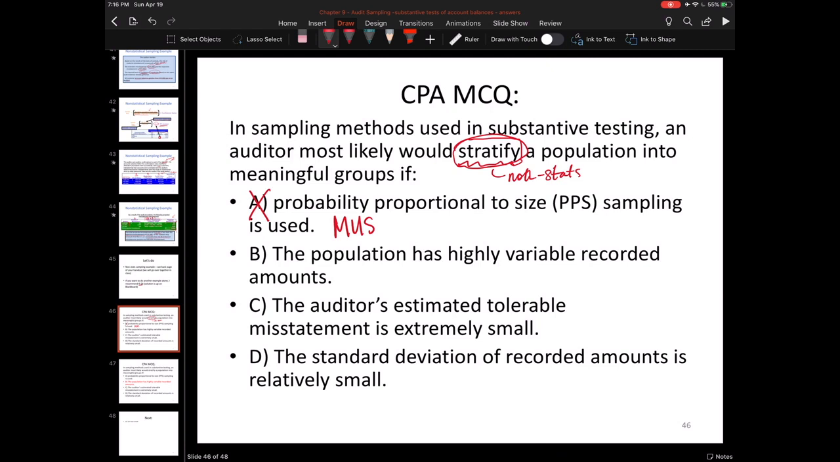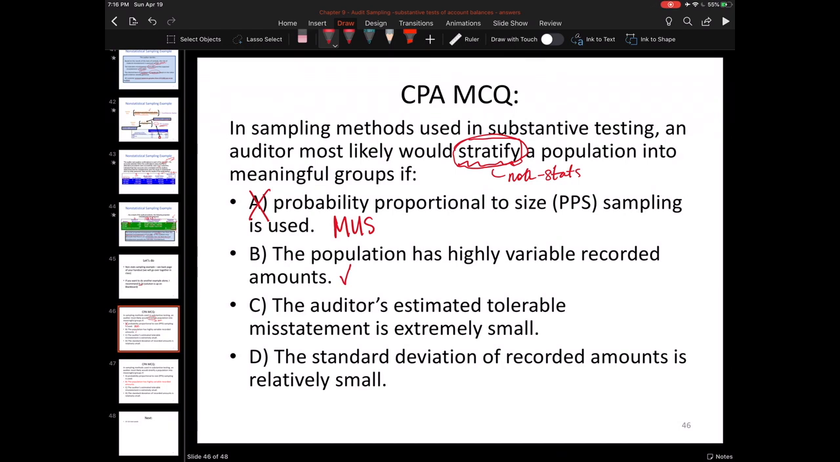So no. B is the population has highly variable recorded amounts. This sounds pretty good, right? Because some of the amounts are very large, others are small, others are medium. That sounds like the example we just did, right?